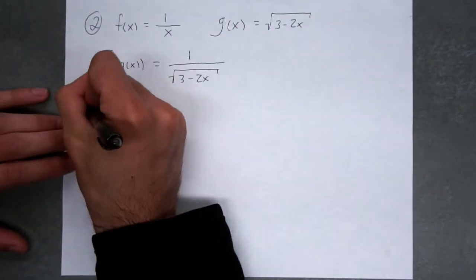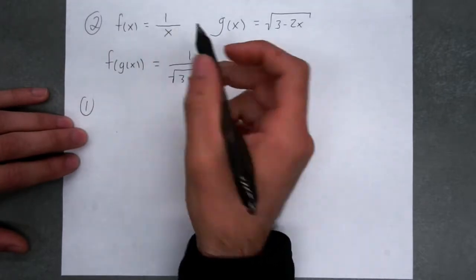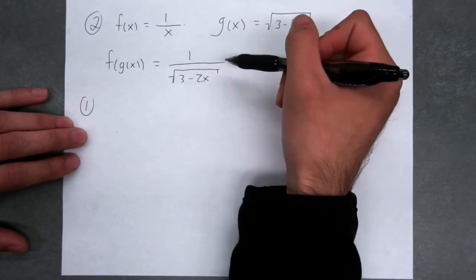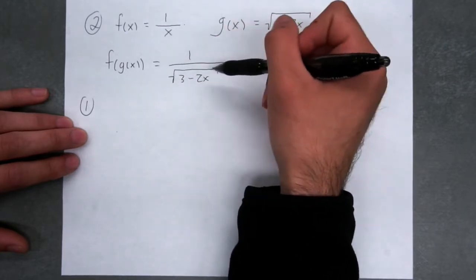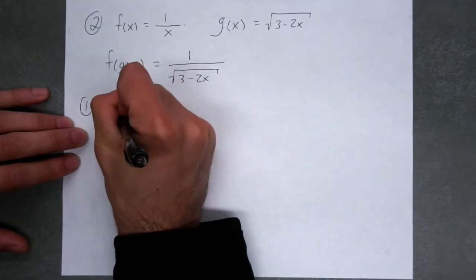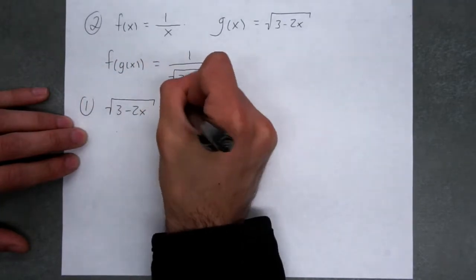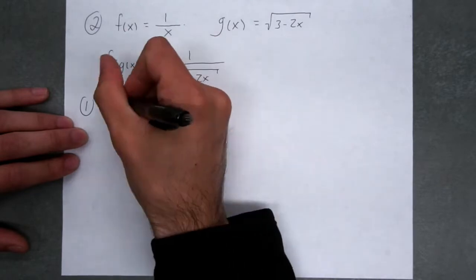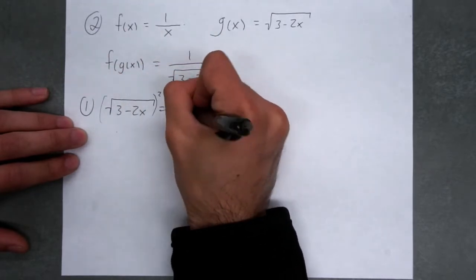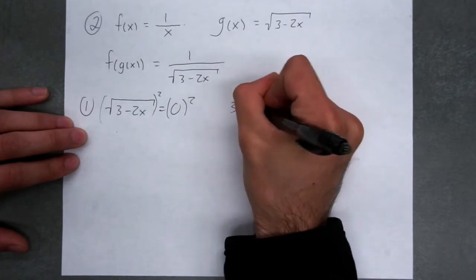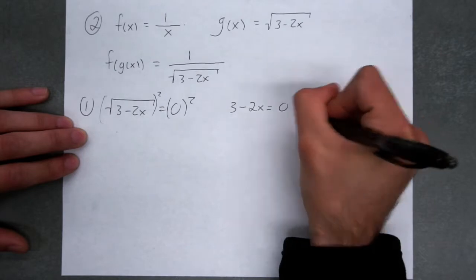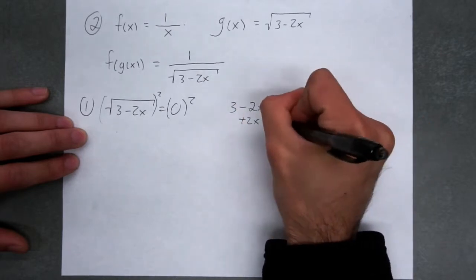So let's start off with the f function. We know that the denominator cannot equal 0, so we have to start off by setting the square root of 3 minus 2x equal to 0. And now we solve for x. So we're going to take the square root of both sides. That gives us 3 minus 2x is equal to 0. We're going to add 2x to both sides.